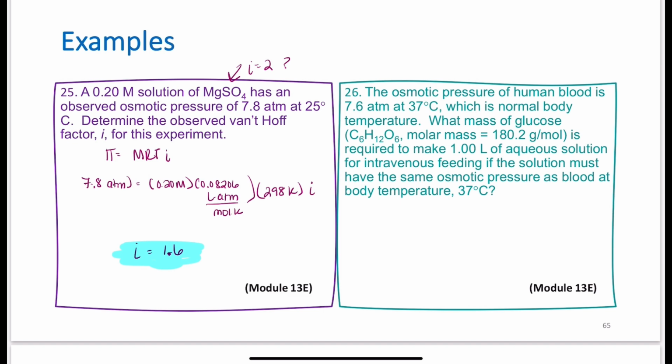Number 26: the osmotic pressure of human blood is 7.6 atmospheres at 37 degrees C, which is normal body temperature. What mass of glucose, C6H12O6, molar mass 180.2 grams per mole, is required to make 1 liter of aqueous solution for intravenous feeding if the solution must have the same osmotic pressure as blood at body temperature, 37 degrees C? I guess we're using osmotic pressure again. Pi equals MRTi. I know that it needs to match, so I've got 7.6 atmospheres.